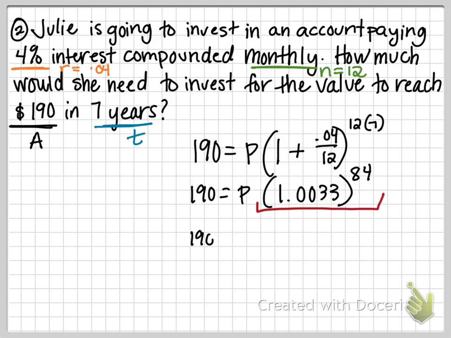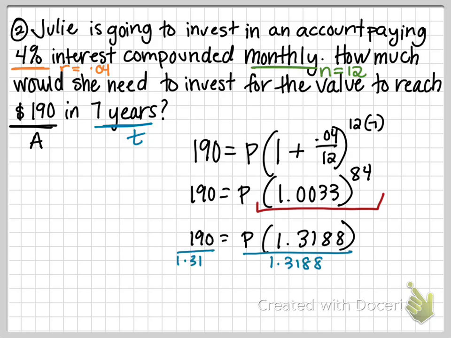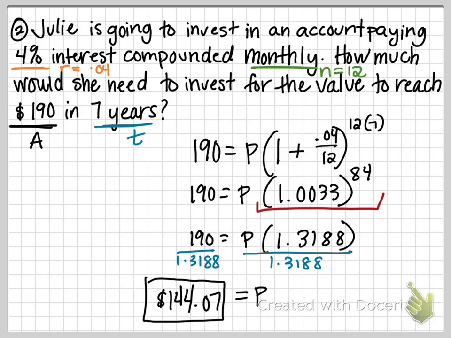Okay, so then I get 190 equals P times 1.3188. Last step, to get P by itself, what should I do on both sides? Divide by 1.3188. So our principal, the amount that she would need to invest in an account growing at that rate, would be $144.07. So always going out 2 decimal places when we're talking about money.